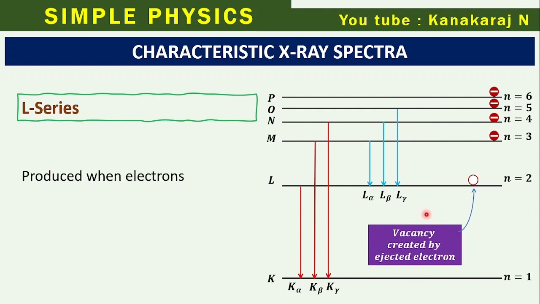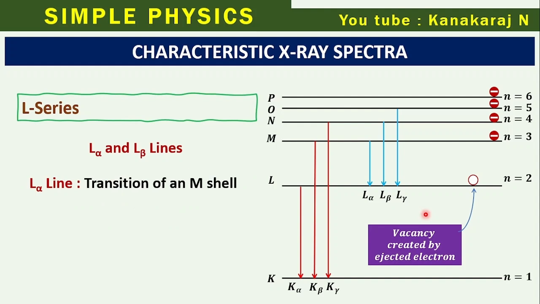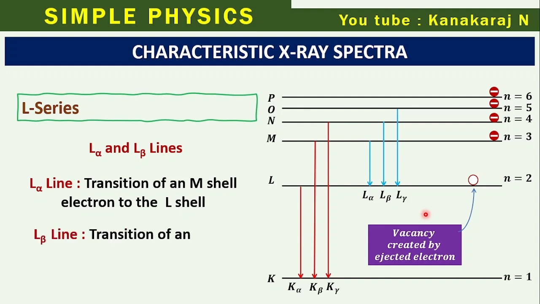L series are produced when electrons transition from M, N, O levels to the L level. L alpha and L beta lines. L alpha line: transition of an M shell electron to the L shell. L beta line: transition of an N shell electron to the L shell.